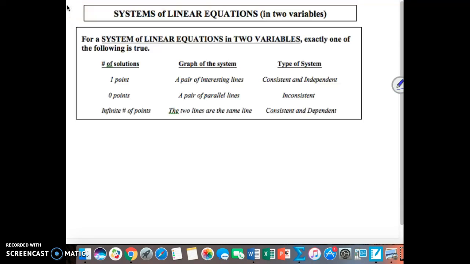This is JSteele's Precalculus section 9.2. We're going to be dealing with systems of linear equations in two variables.